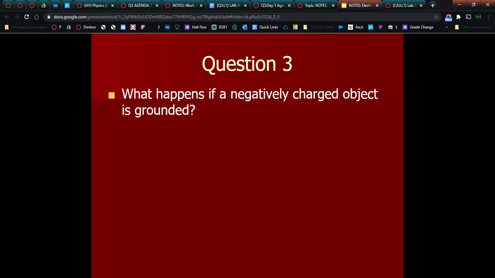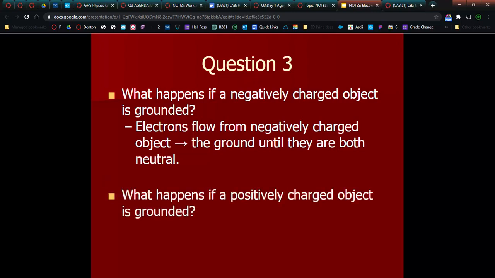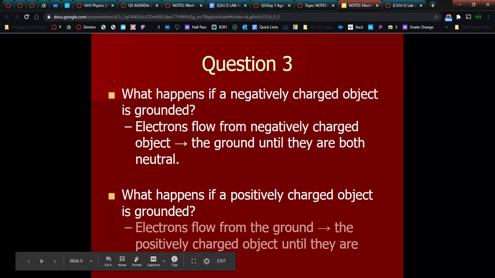What happens if a negatively charged object is grounded? Yeah. The electrons flow from the negatively charged object into the ground until, again, they're both at the same potential. In this case, the Earth is, again, really pretty dang big, and so we tend to say it's neutral. And so, you know, if you add 10 trillion electrons to the Earth, what happens if a positively charged object is grounded? Yeah, electrons flow from the ground to the object, so they're both at the same potential.